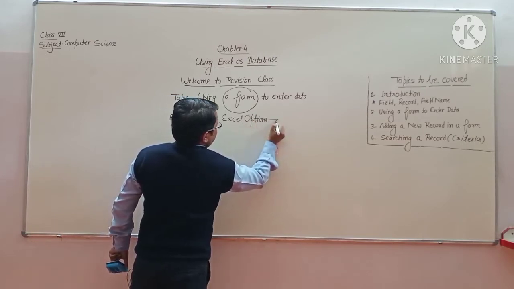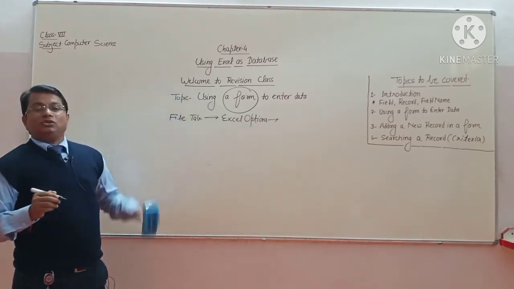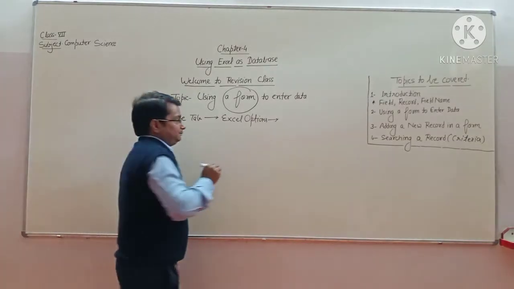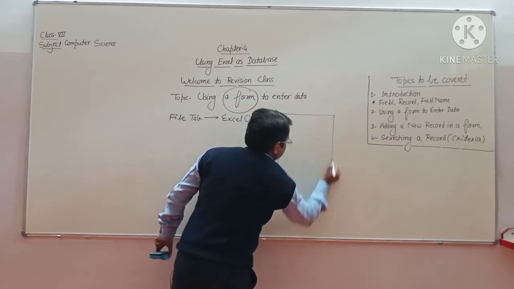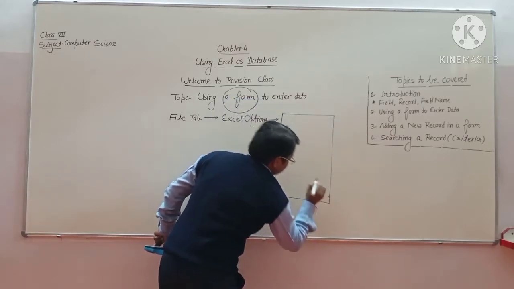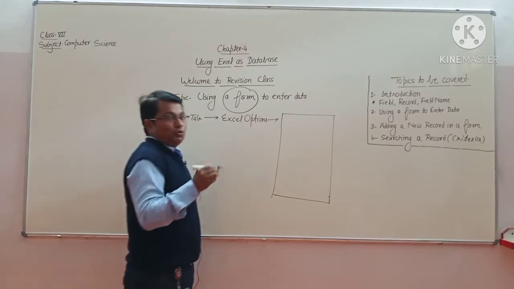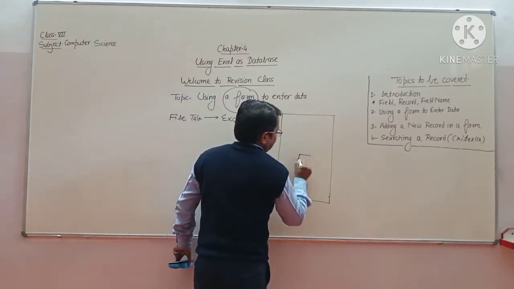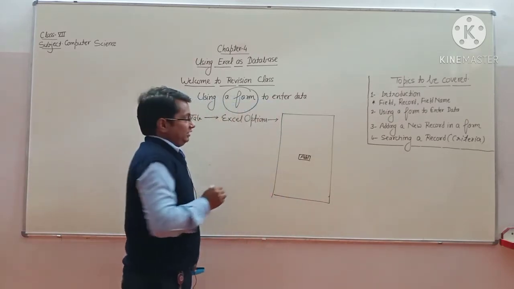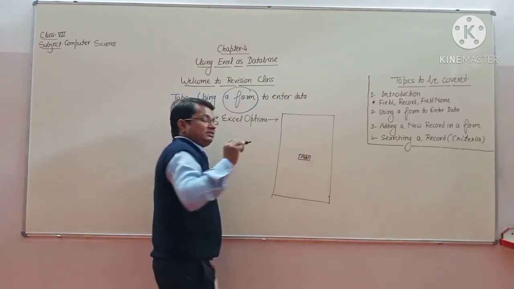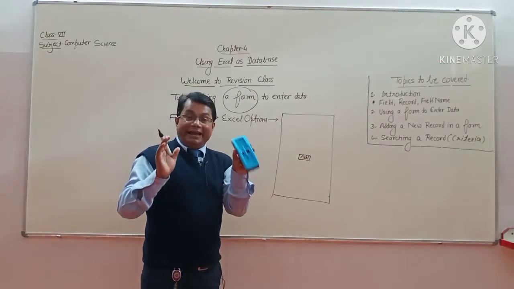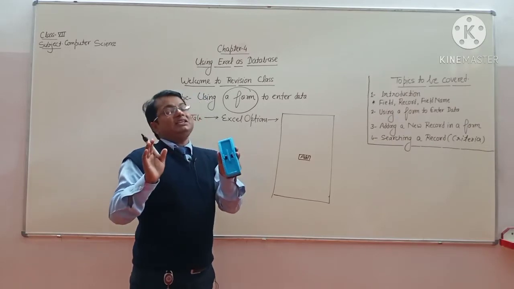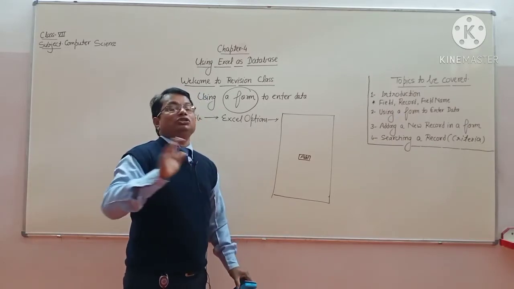Excel Options. Now, once you click on Excel Options, what will you have? You will have one dialog box. Right? In this dialog box, what do you have? At the middle part, there is an Add button. Okay? And whatever things you have already entered in the ribbon, you are able to see. But whatever things are not entered, you are not able to see.